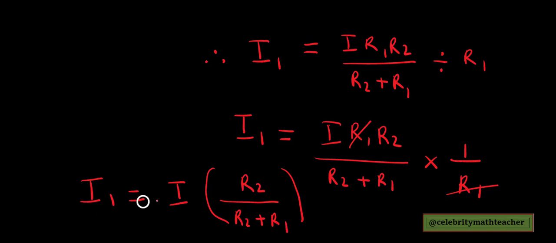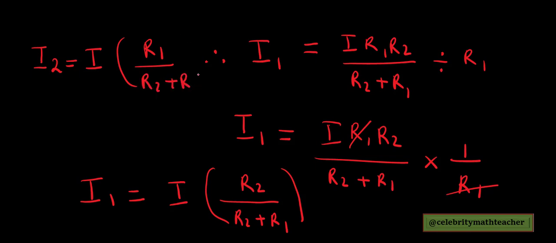So the current flowing across resistor R1 is the main incoming current, then open bracket, the ratio of the second resistor divided by the sum of the two resistors. So that's the current flowing through the first resistor R1. If I want to get I2 similarly, I will say I2 is equal to the main current multiplied by the other resistor, which is R1, divided by the sum of the two resistors, R2 plus R1. So this is what is called the current divider rule.